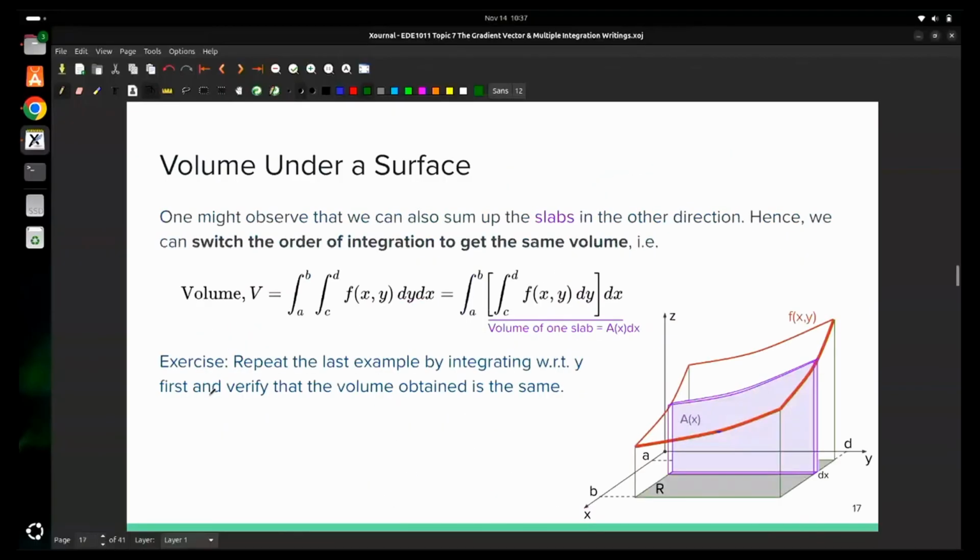As I mentioned, you can also switch the order of integration. That means you integrate with respect to y first, then with respect to x. The meaning here is that after you integrate with respect to y, you get the area that is dependent on x. So you get A of x.